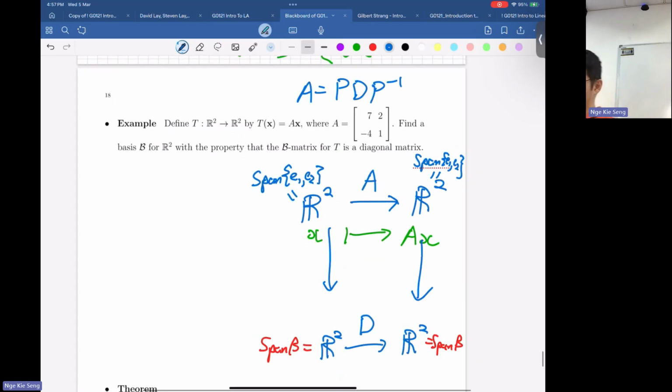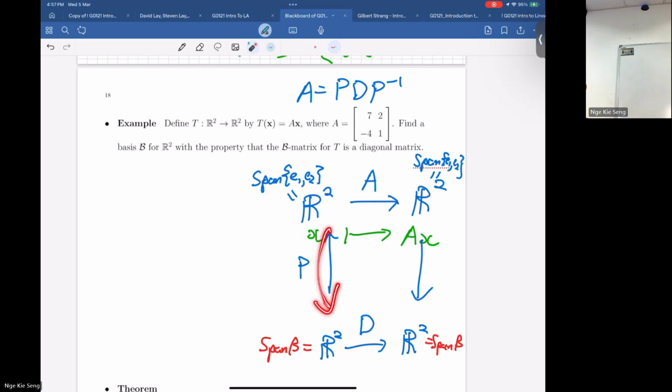Let's see the arrow here. A is going from here to here, so you should put a P inverse first. If P is going this way, then P inverse is going the other way. Does it make sense? Let's draw the other arrow. If P is going up, P inverse surely goes down. So P inverse, D, and then P. That's right. This is the picture you have.